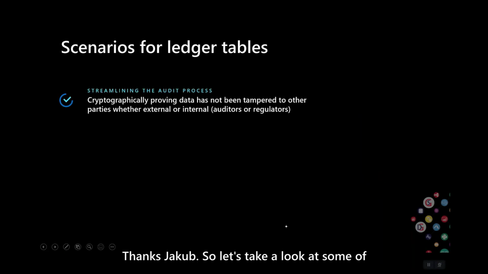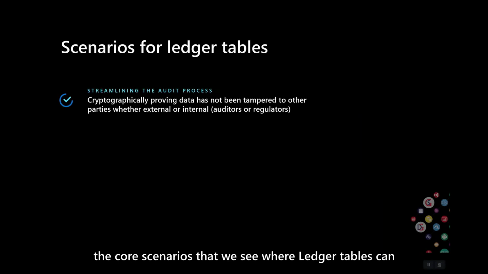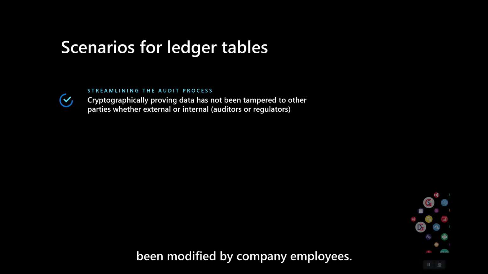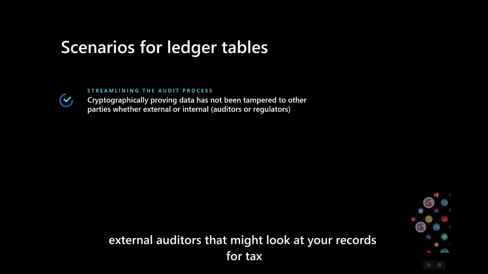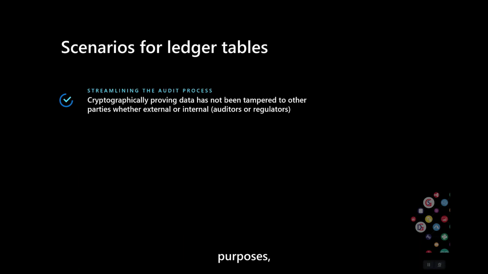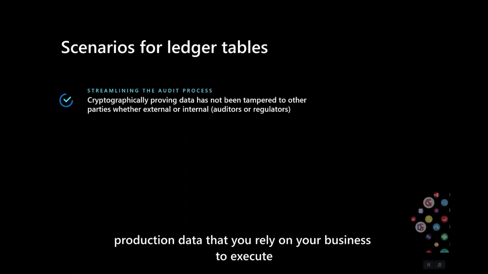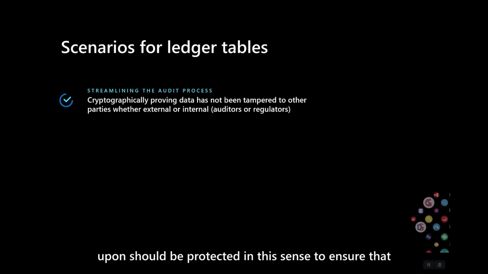Thanks, Jacob. So let's take a look at some of the core scenarios that we see where ledger tables can really help establish that digital trust. The first one is streamlining any audit process that you may have inside of your business today. This could be an internal process to verify that internal systems have not been modified by company employees. It could be external audit verification for regulators, external auditors that might look at your records for tax purposes, accounting purposes, etc. Any data that you have that is production data that you rely on your business to execute upon should be protected in this sense to ensure that it's not been tampered with.